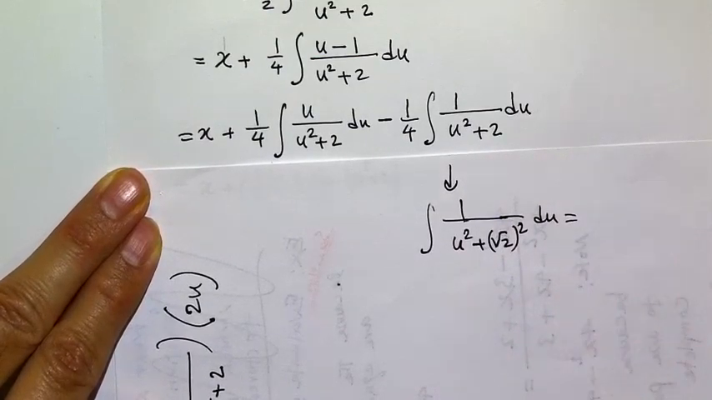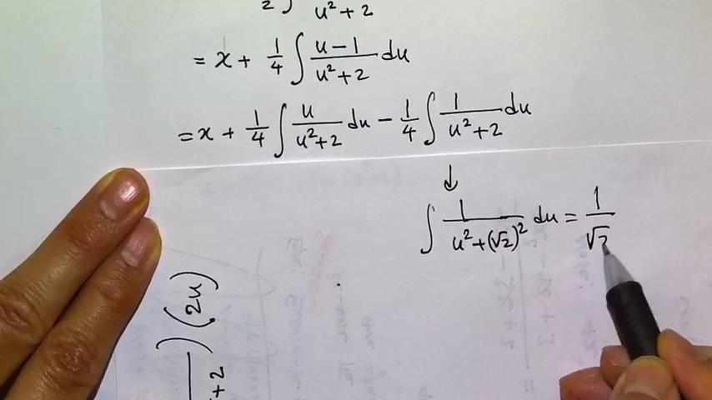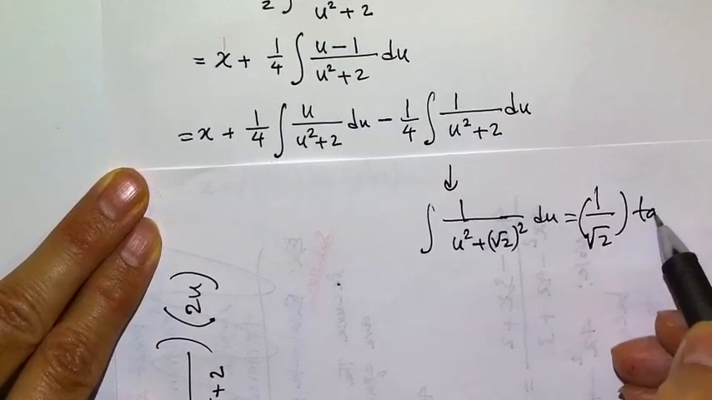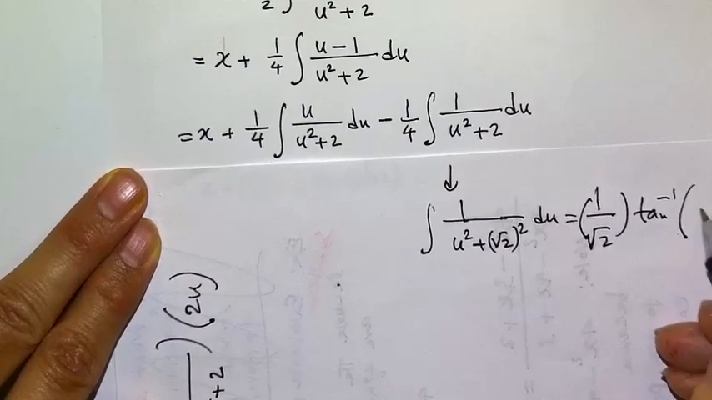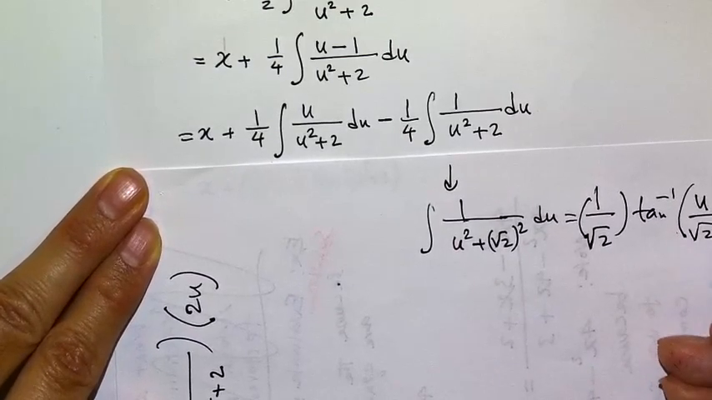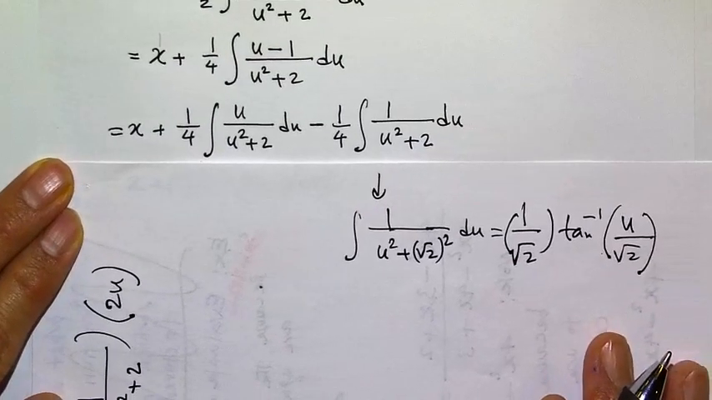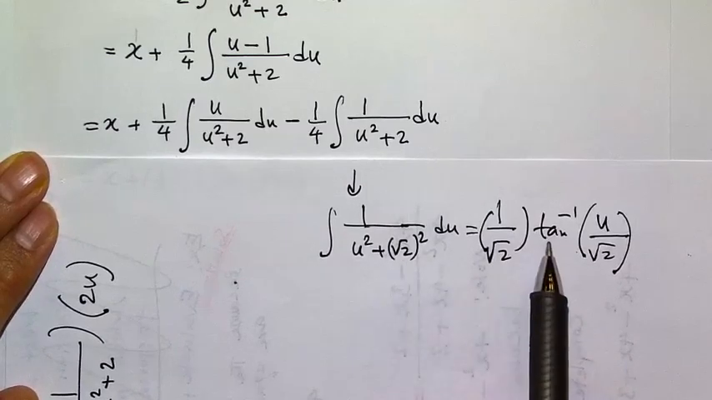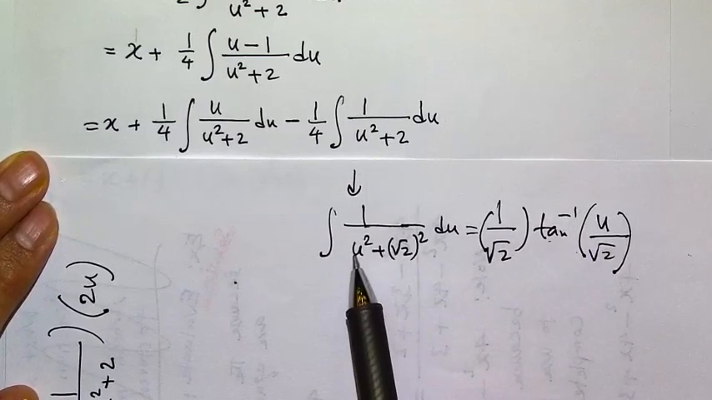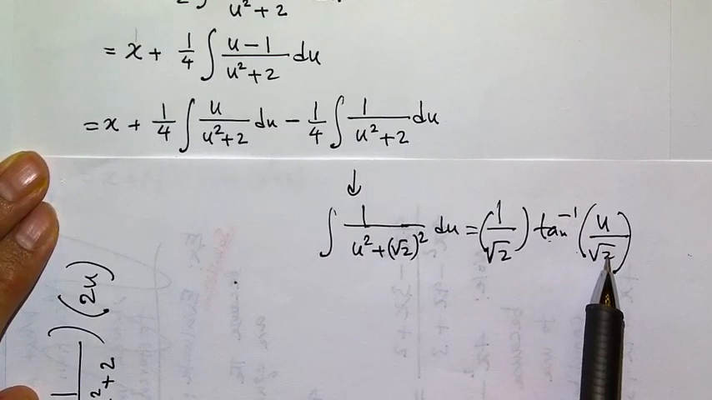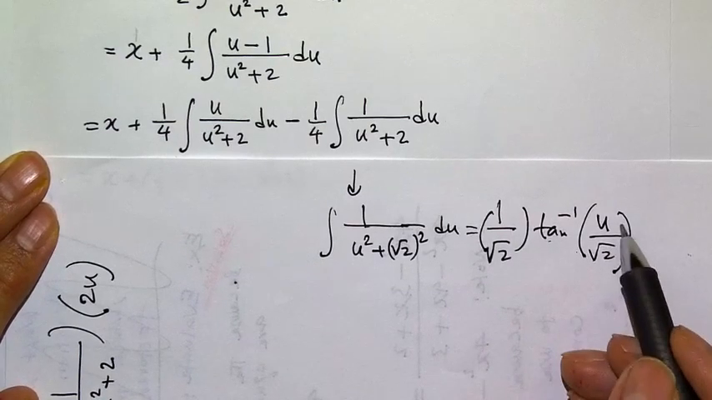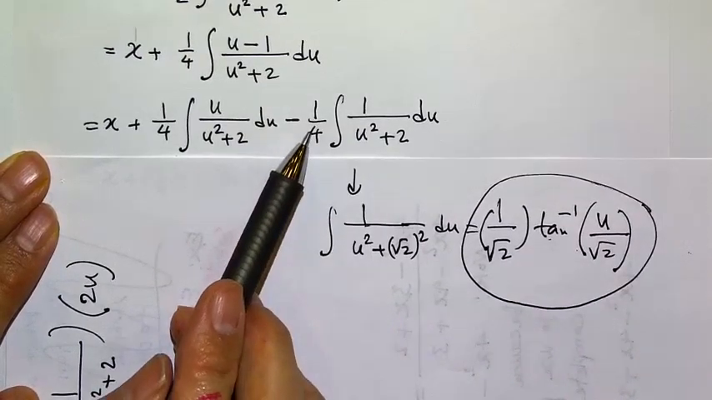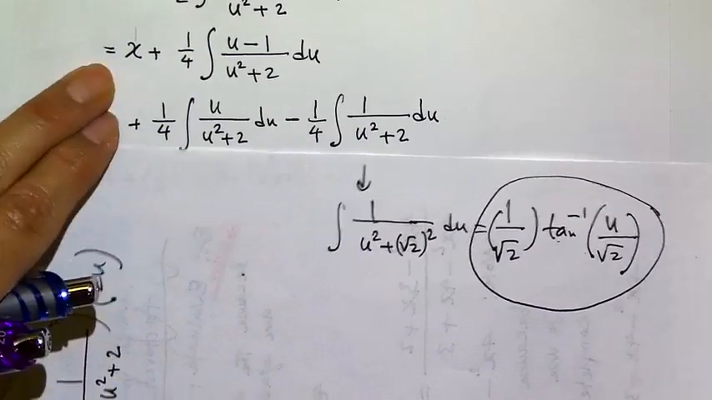Now applying that formula, we would have 1 over square root of 2 times inverse tangent of u divided by square root of 2. Oops, sorry, I was off the screen there. So 1 over square root of 2 times inverse tangent of u over square root of 2 plus c. So we're just going to have that as the integral and of course multiply it by 1 over 4. So let's do that.